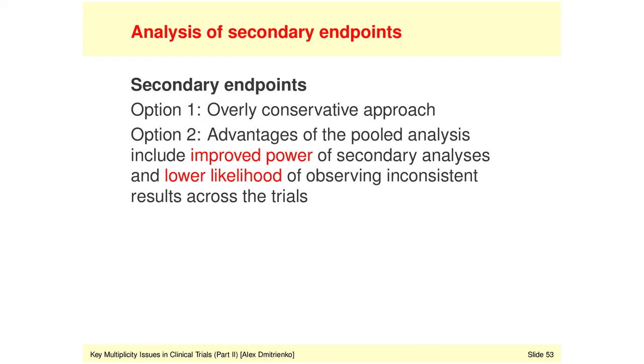Secondly, if we consider applying a strict consistency criterion to the analysis of secondary endpoints, we realize that we are going to run a risk of observing inconsistent results across the trials, especially if the number of trials within a development program is fairly large. We can address this problem, and we can increase the likelihood of observing positive results based on a secondary endpoint by applying option 2, which relies on a pooled analysis of secondary endpoints across the trials.